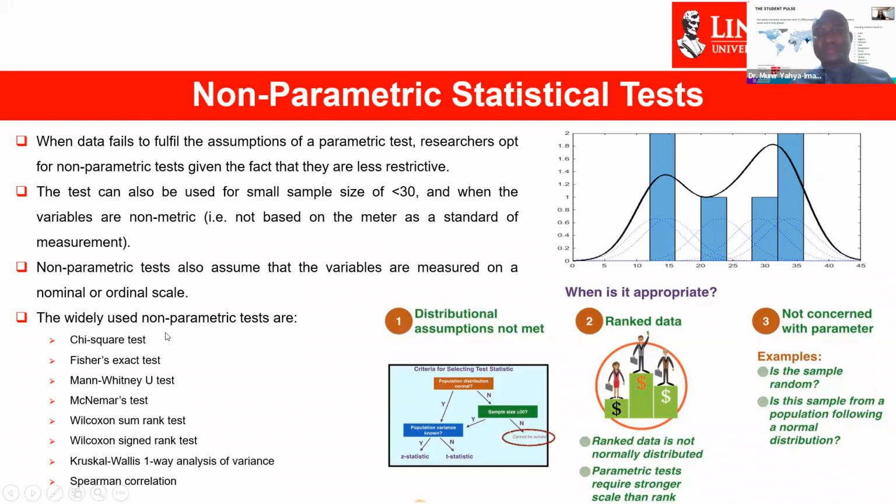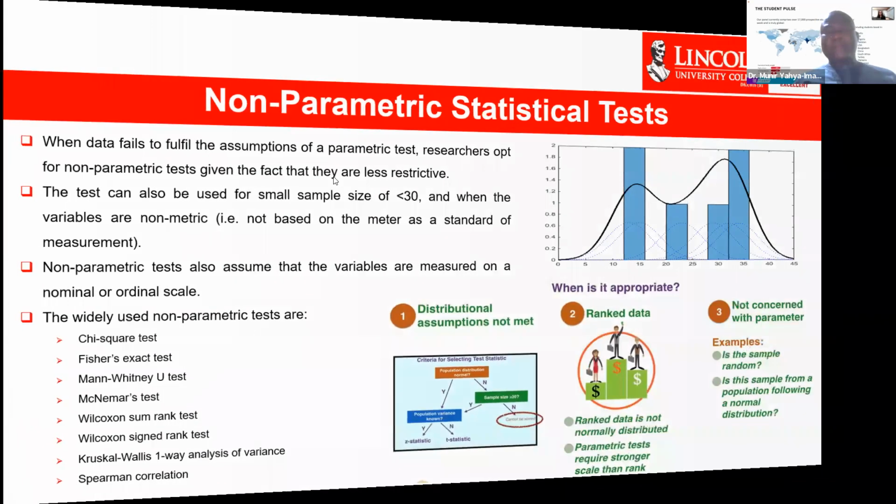The widely used non-parametric tests include chi-square, Fisher's exact test, Mann-Whitney test, McNemar's test, Wilcoxon signed rank test, Kruskal-Wallis one-way analysis of variance, and Spearman correlation, among others. But in this class, we will only be looking at chi-square tests. Of course, we're still going to perform some of these other tests when we get to SPSS. Now, how do we perform chi-square in Excel?